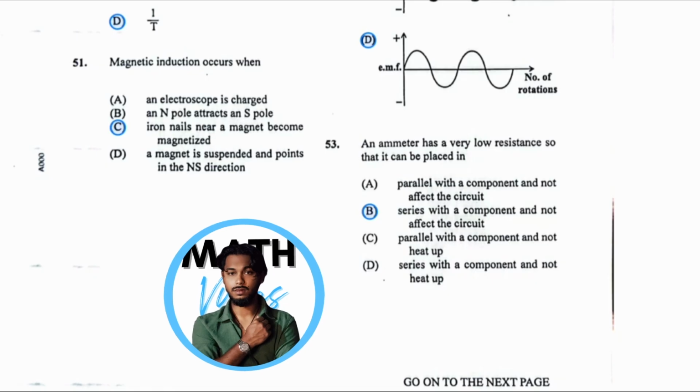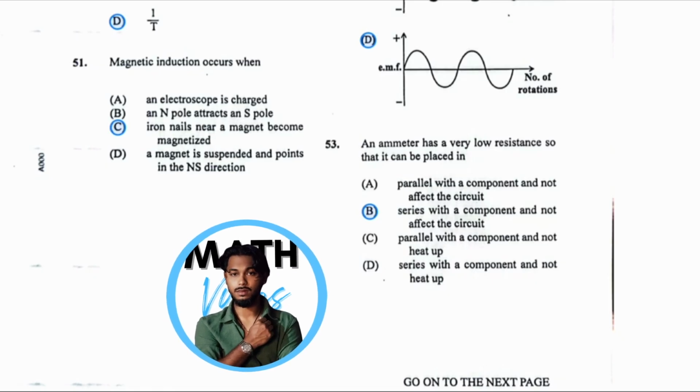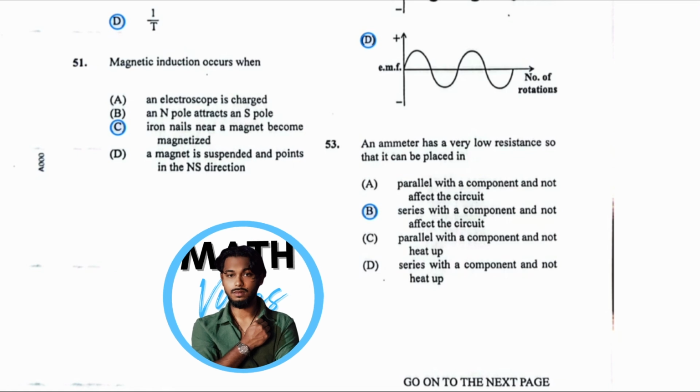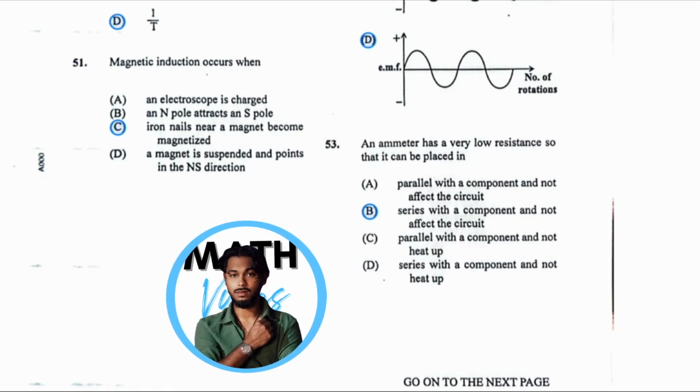I don't want it to do anything but read current, right? So the ammeter cannot be adding resistance to the circuit. Otherwise, it would affect the properties of the circuit, right? So it must be in series so the current can pass through, and the resistance must be very low.